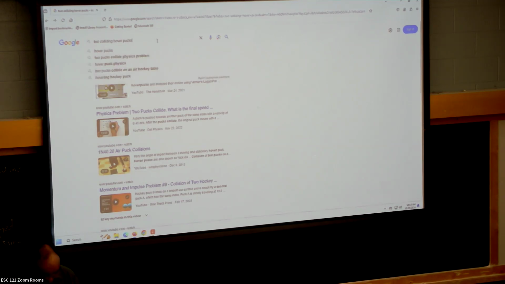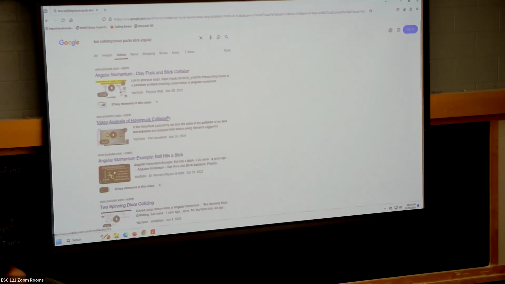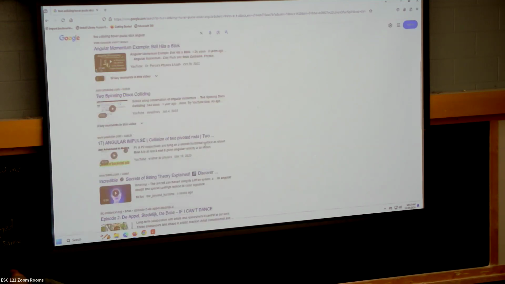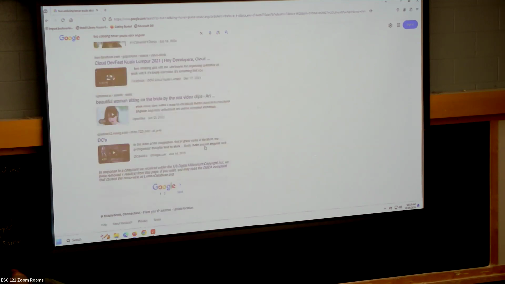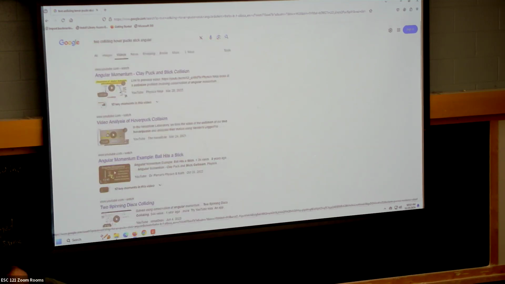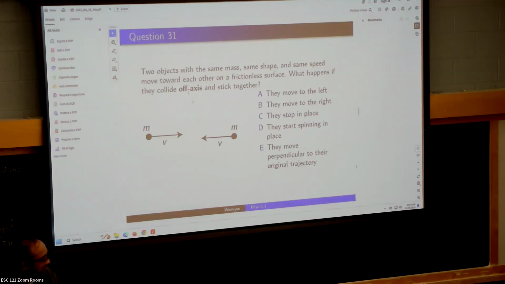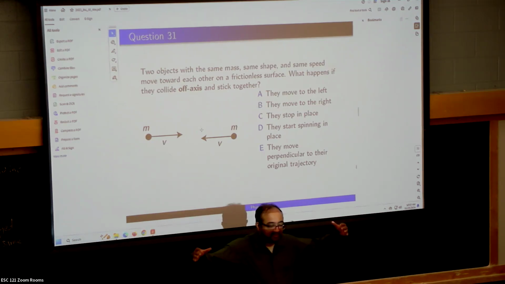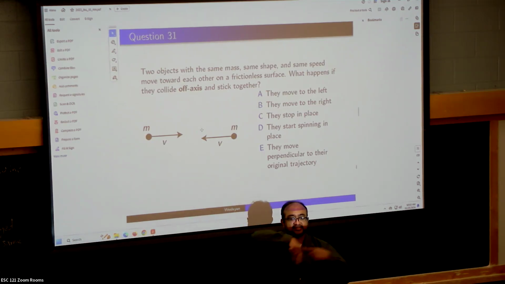Hold on, let me see. Okay, sorry. I thought I could quickly pull it up. The sad thing is I completely forgot we have a demo actually showing this. But we forgot to arrange it, and it's a bit bulky, so we can't do it quickly. But yes, basically, these two will stick together and then just start spinning in place.